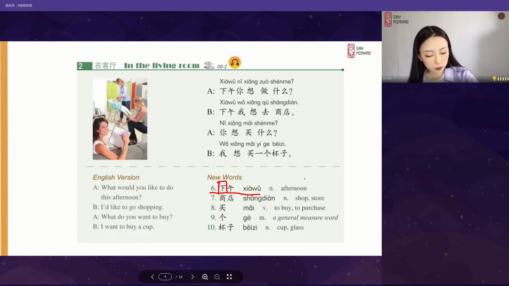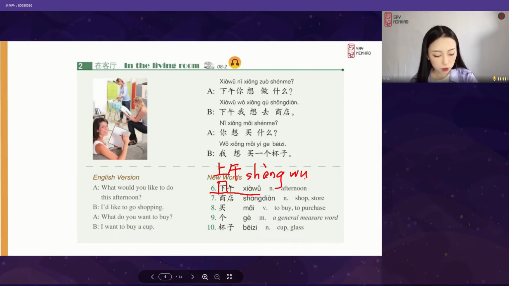So 下午 is afternoon. 下 means down. Let's try to guess this one. 上午. 上 means up. If you don't know what this word means, try to guess. 上 means up, 下 means down, and 下午 means afternoon. So 上午 means, what does this mean? It can mean morning. Yes, it means morning. 上午 means morning.